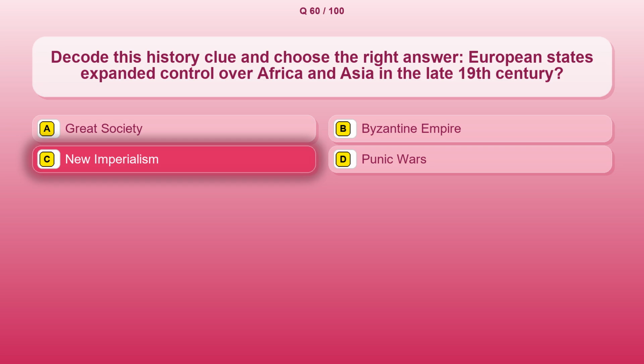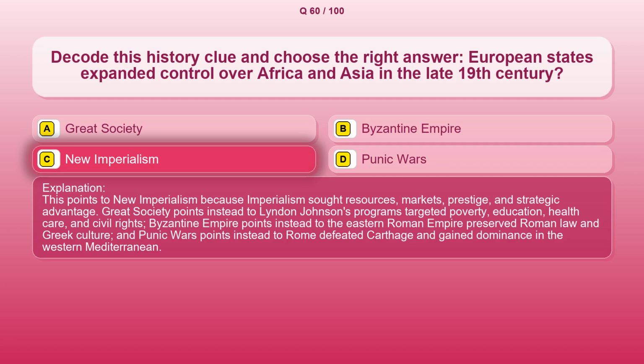The correct answer is option C, New Imperialism. This points to new imperialism because imperialism sought resources, markets, prestige, and strategic advantage. Great Society points instead to Lyndon Johnson's programs targeting poverty, education, healthcare, and civil rights. Byzantine Empire points instead to the Eastern Roman Empire preserving Roman law and Greek culture, and Punic Wars points instead to Rome defeating Carthage and gaining dominance in the Western Mediterranean.